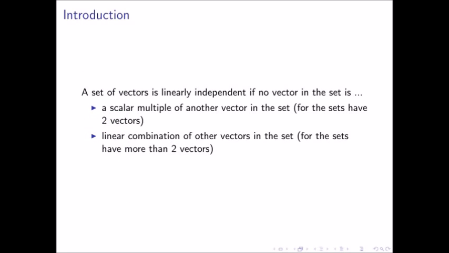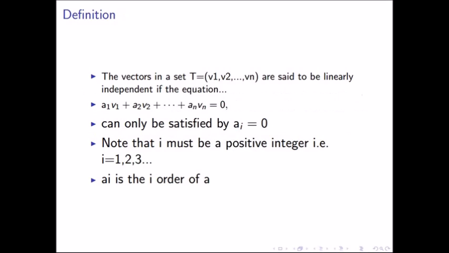First of all, a set of vectors is linearly independent if no vector in the set is a scalar multiple of another vector in the set, or no vector in the set is a linear combination of other vectors in the set. By definition, the vectors in a set are said to be linearly independent if the following equation can only be satisfied by ai equal to 0 for i is an integer from 1 to n.